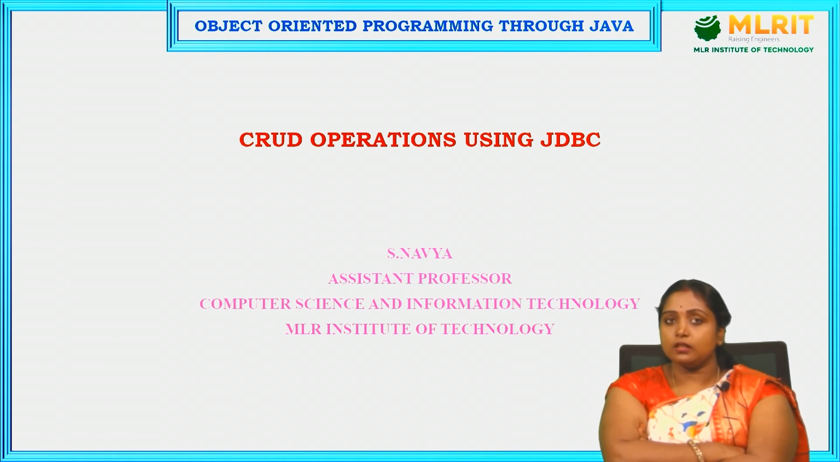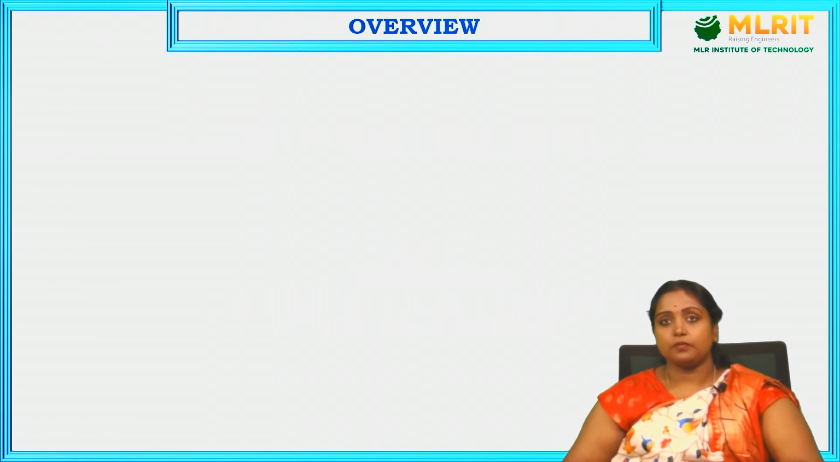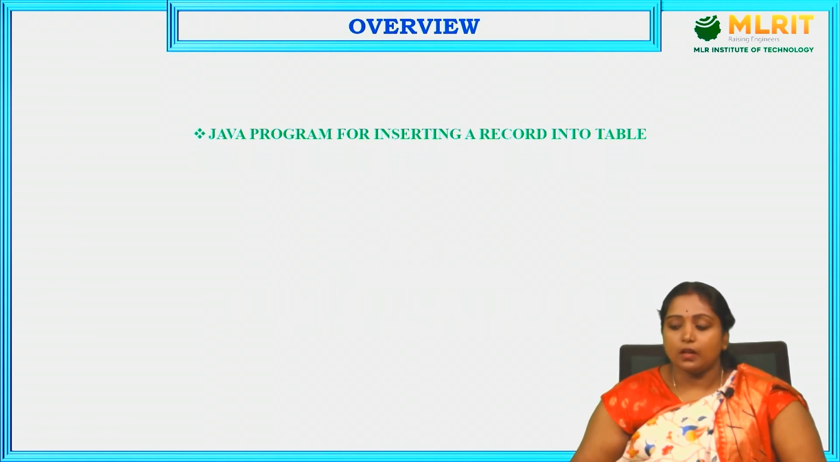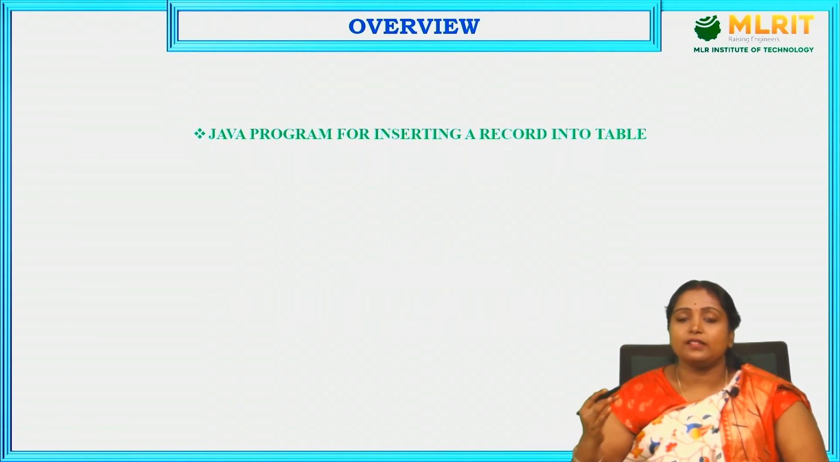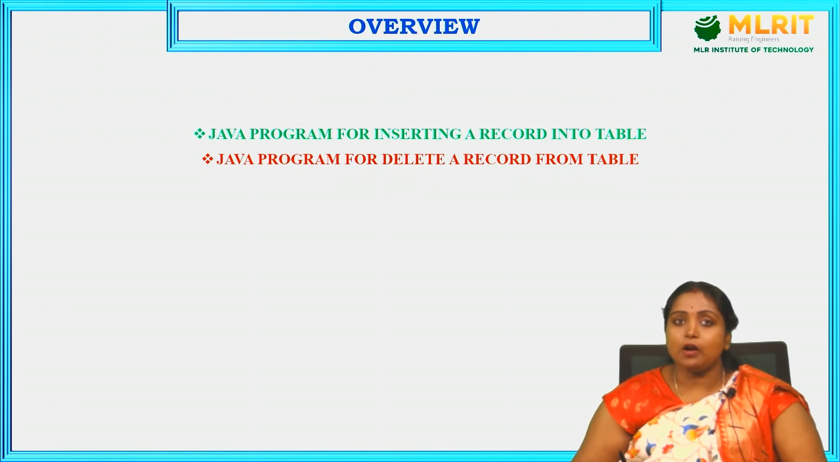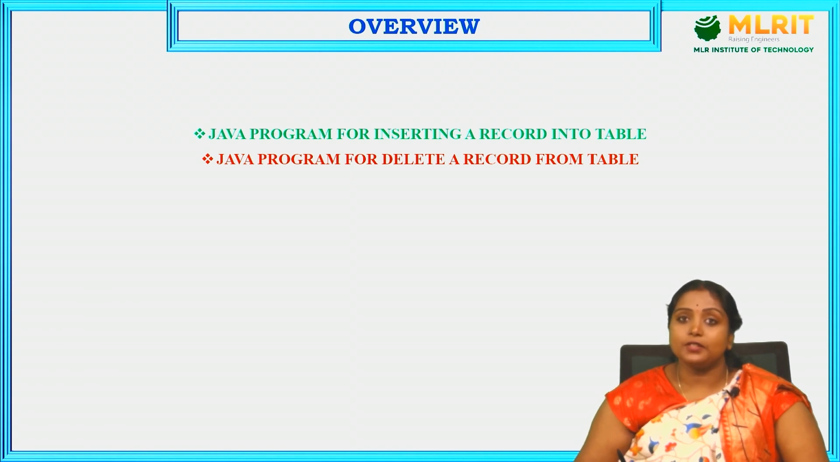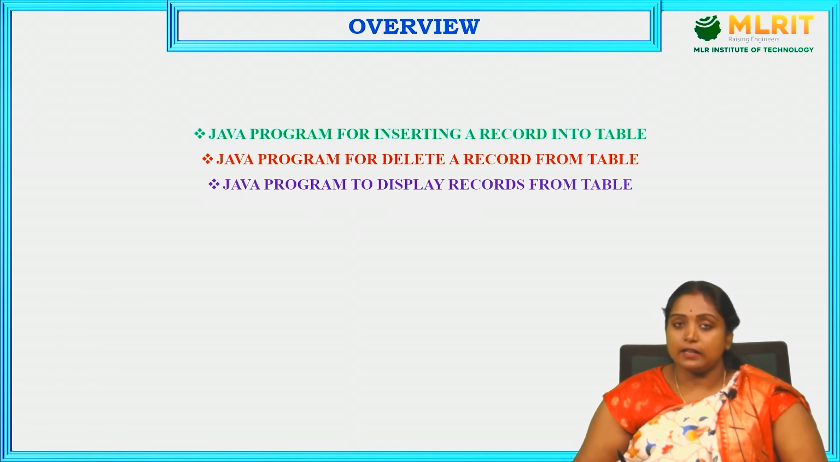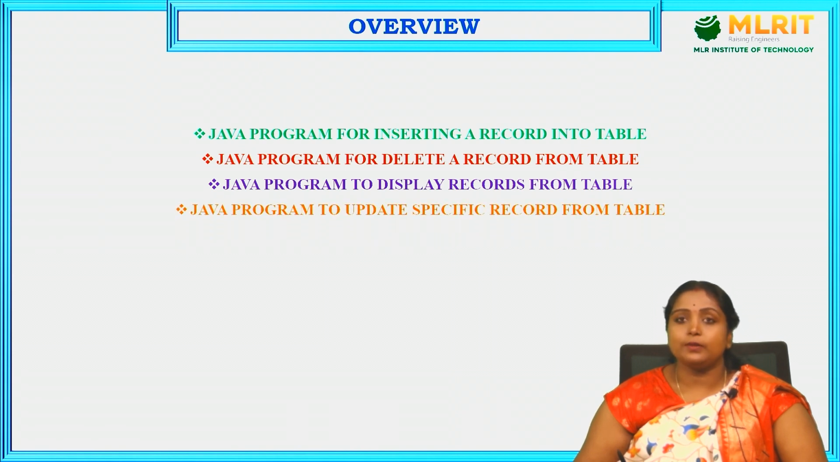In this session, you are going to see CRUD operations using JDBC. In the previous session, we saw the steps to write a Java program. Here we are going to write Java programs for inserting a record into a table, deleting a record from a table, displaying a record from the table, and updating a specific record in a table. So we are going to see this.